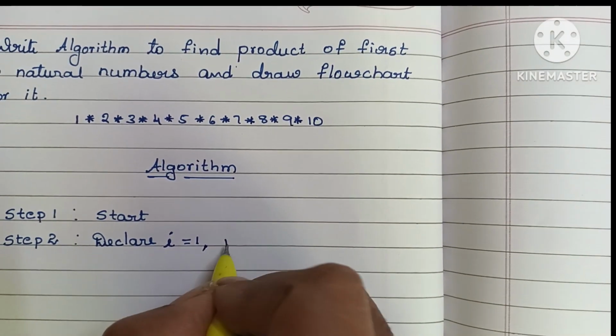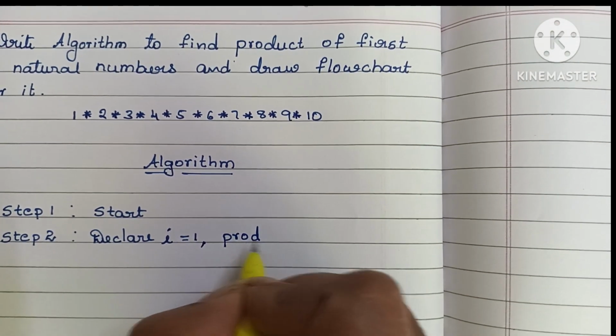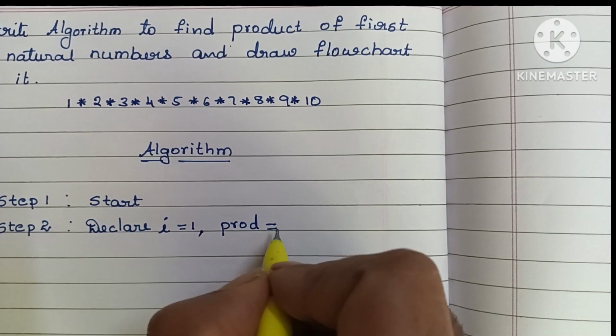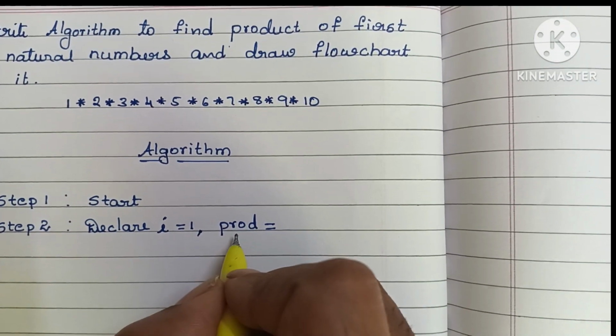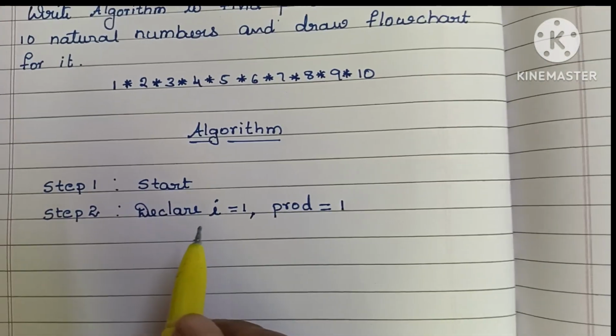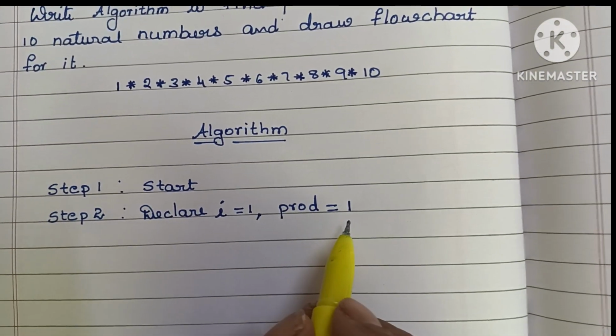Next, declare the value of product. Here PROD, this variable, represents the product. Initially product is equal to 1. So in step 2 we have to declare I is equal to 1 and product is equal to 1.